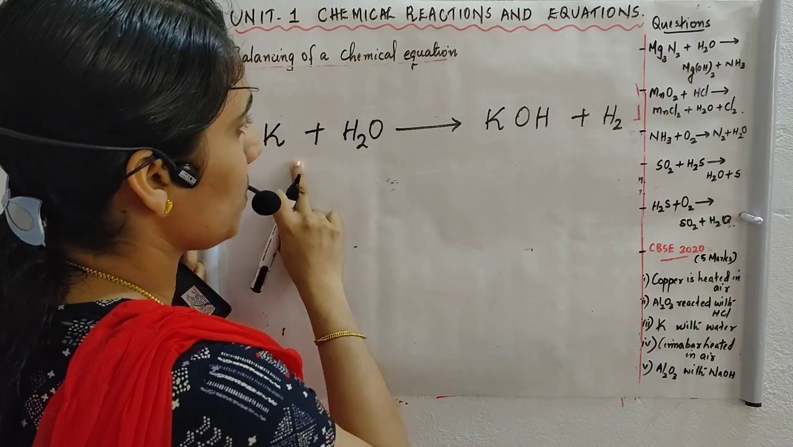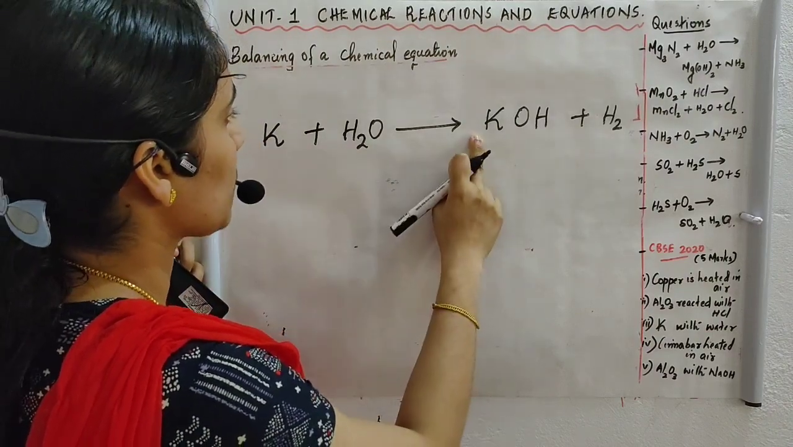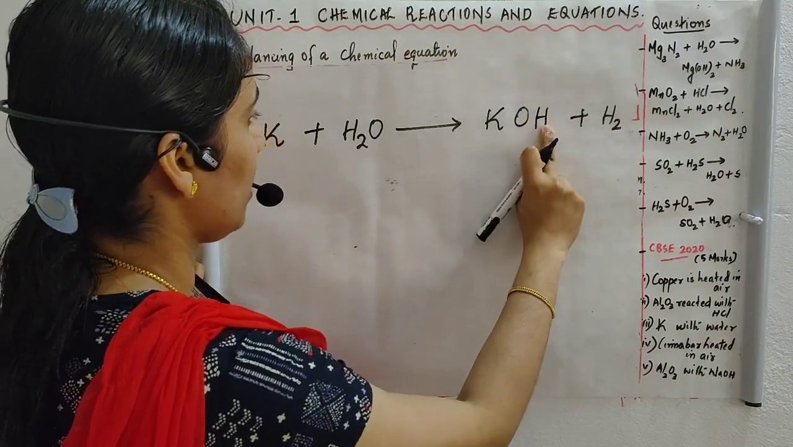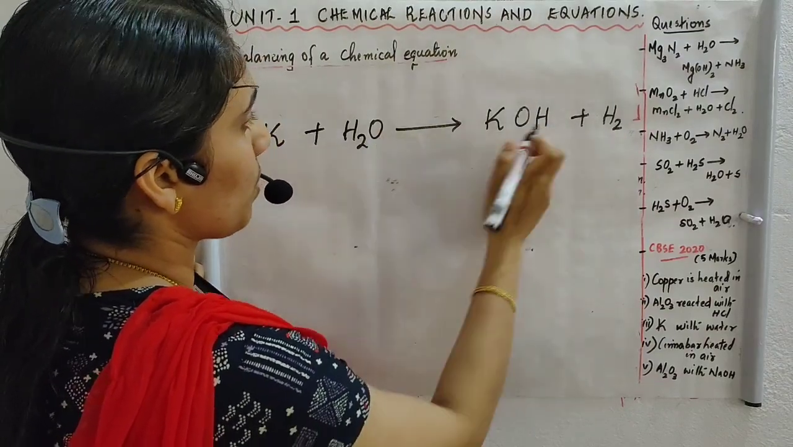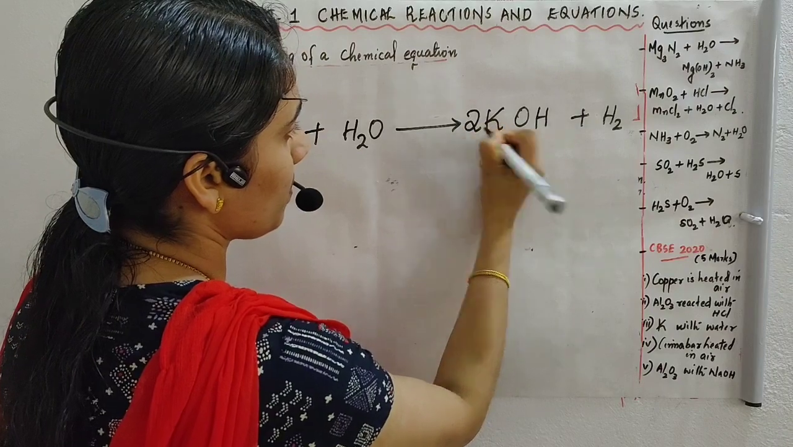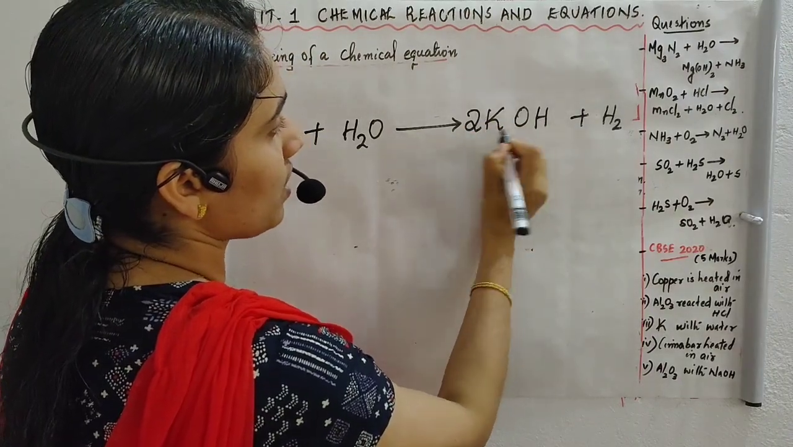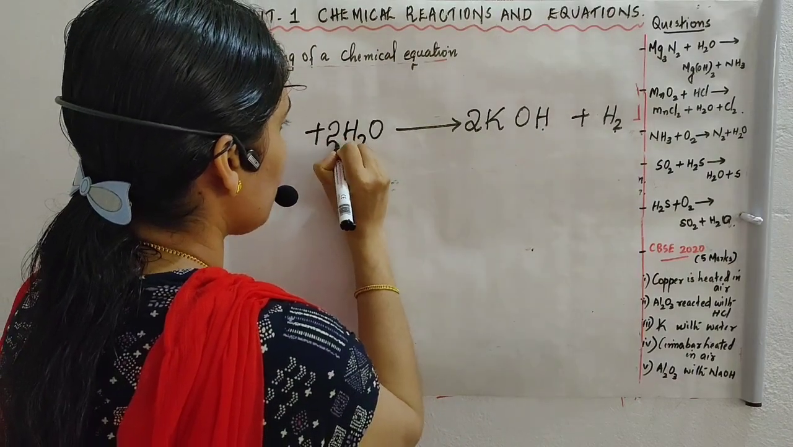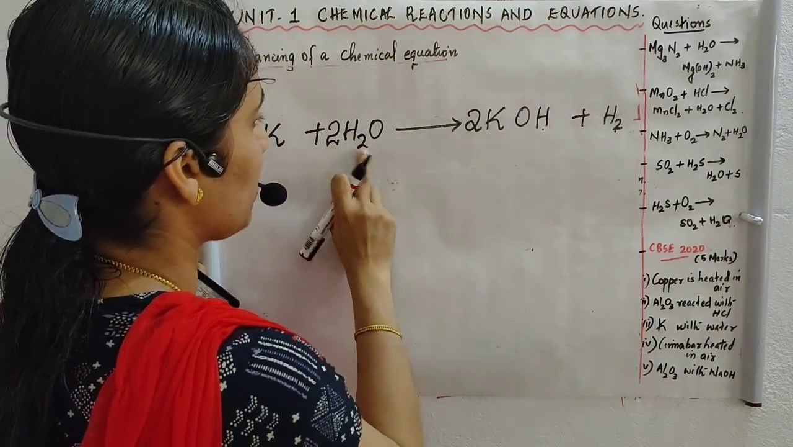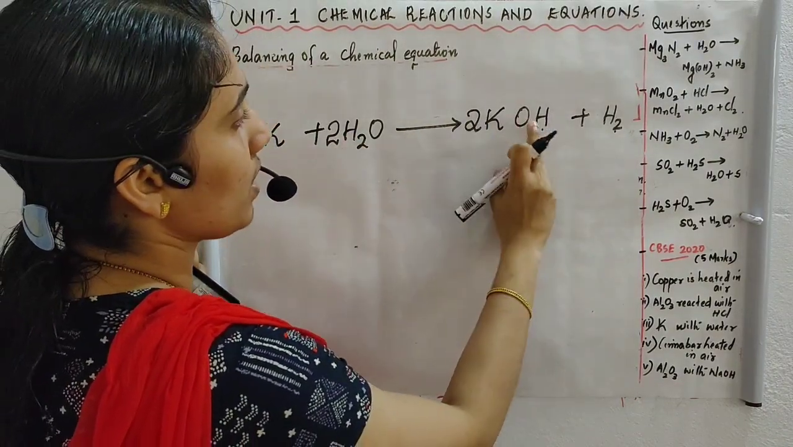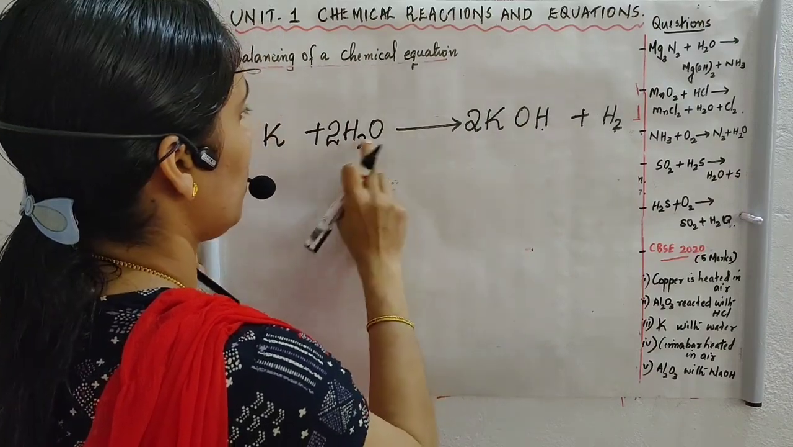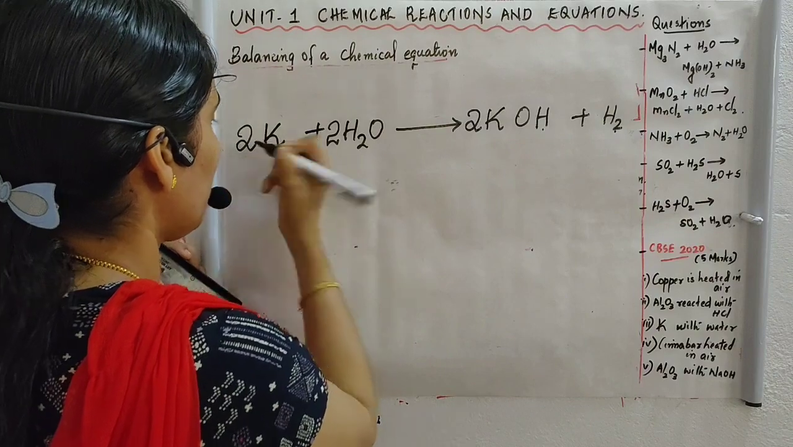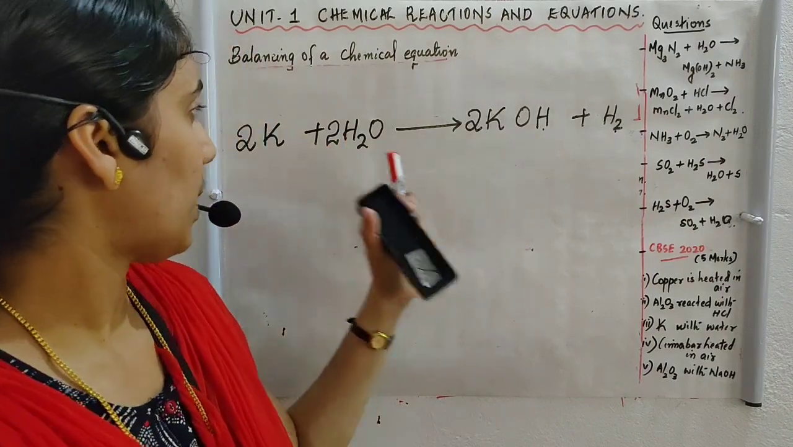In this equation you can see potassium here it is 1, this side also 1. Hydrogen here it is 2, and this side it is 3. So just to try to make it, put 2 here. That means hydrogen here it is 2 plus 2, 4. This side also make 2, so now hydrogen becomes 4. Oxygen here it is 2, here also 2. Potassium 2, so put 2 here. So now the equation is balanced.